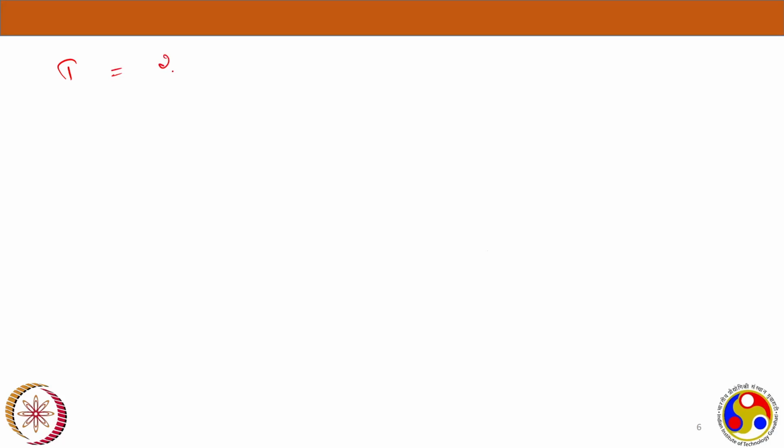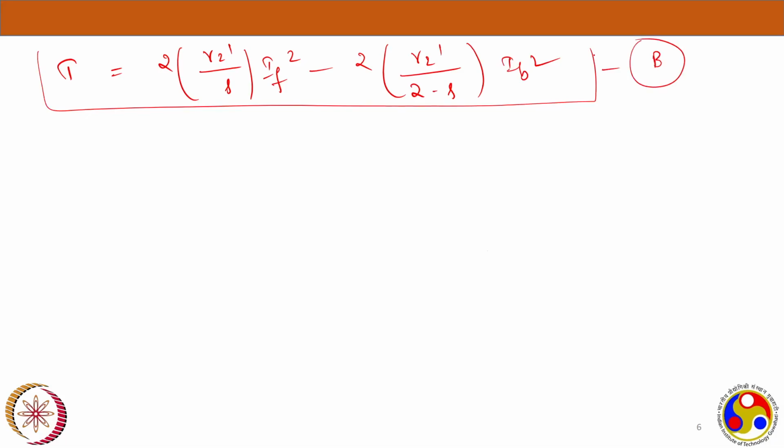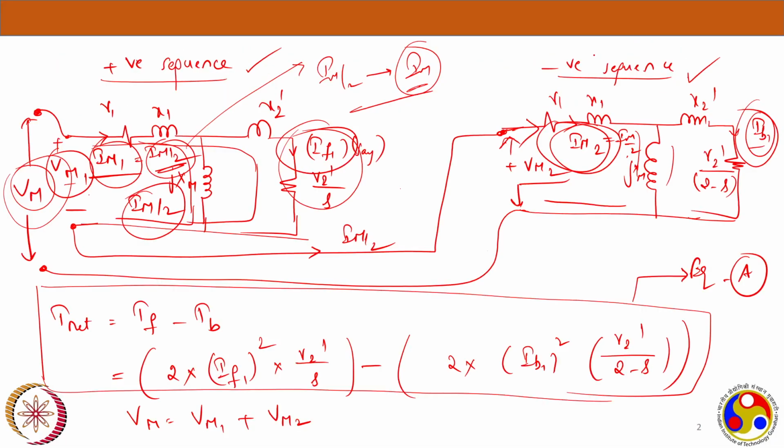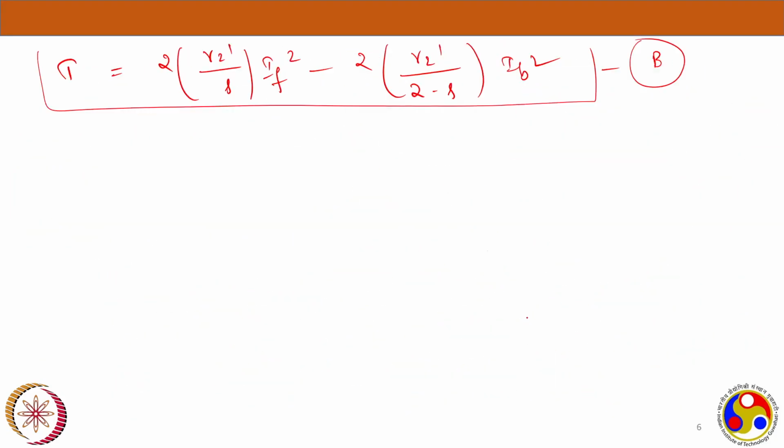Torque is equal to 2 into I_B square R2 dash by s. This is equation B, and we name the other equation as equation A. Remember, now compare equation A and equation B. Equation A is the net torque of the two-phase machine. I will just write the same here: 2 I_F square R2 dash and 2 I_B square R2 dash by s. Both are exactly the same if you see.